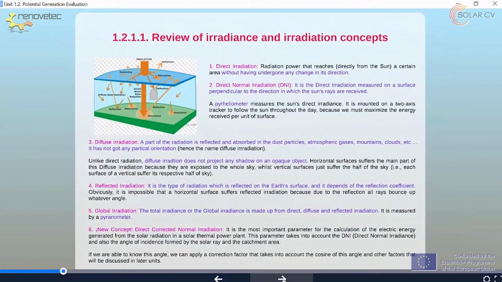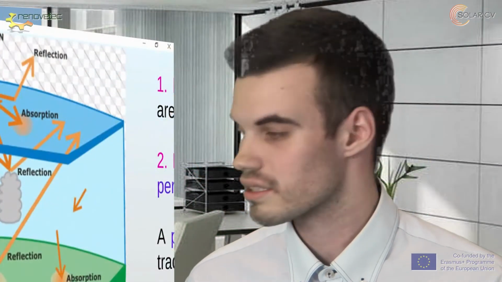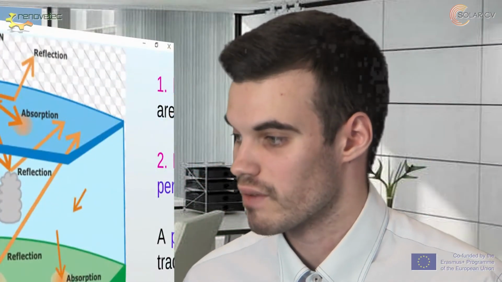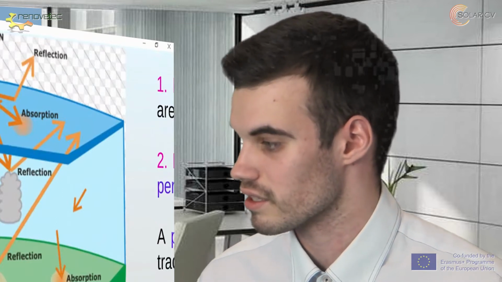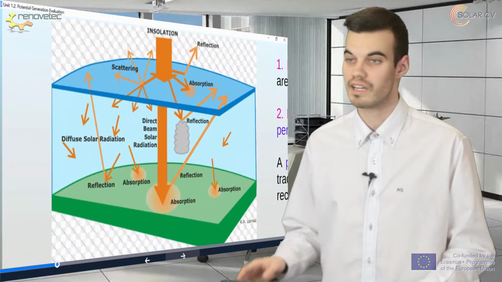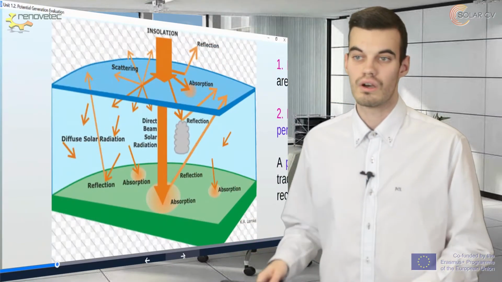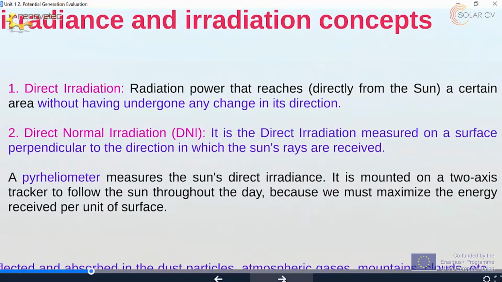On the other hand, we have diffuse irradiation. We are going to lose a part of the irradiation due to the dust particles, mountains, oceans. On the other hand, we have reflected irradiation, and this is the type of radiation which is reflected due to the Earth's surface, and it depends on the reflection coefficient. For example, if we have a surface with 100% reflection coefficient, all the incident energy is going to be reflected. Global irradiation is the total irradiance or the global irradiance, and is made up of direct, diffuse, and reflected irradiation.